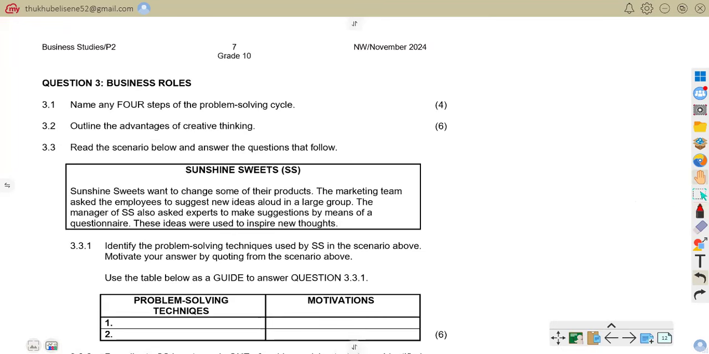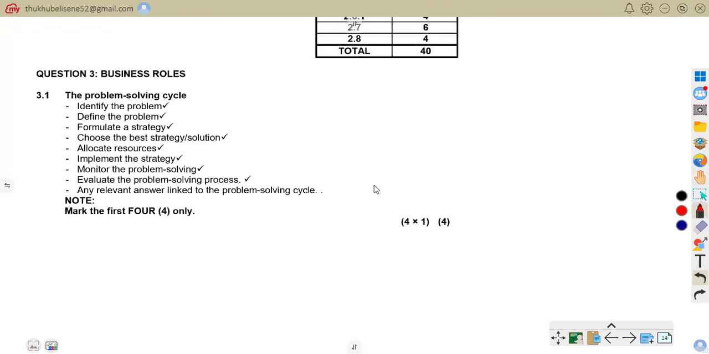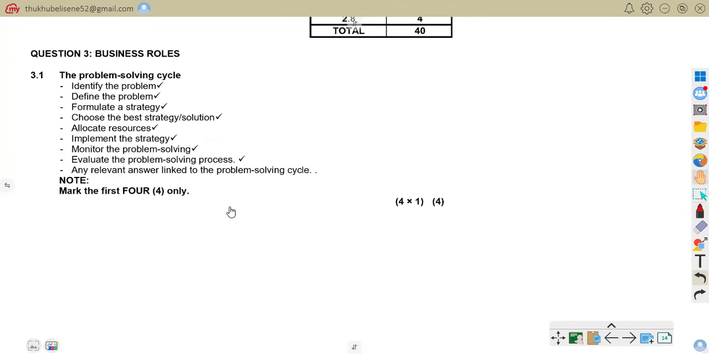Here we are on our question 3, business rules. The first question says, name any 4 steps of problem solving. Let us go to our answers. We're talking about steps in problem solving, the problem solving cycle.